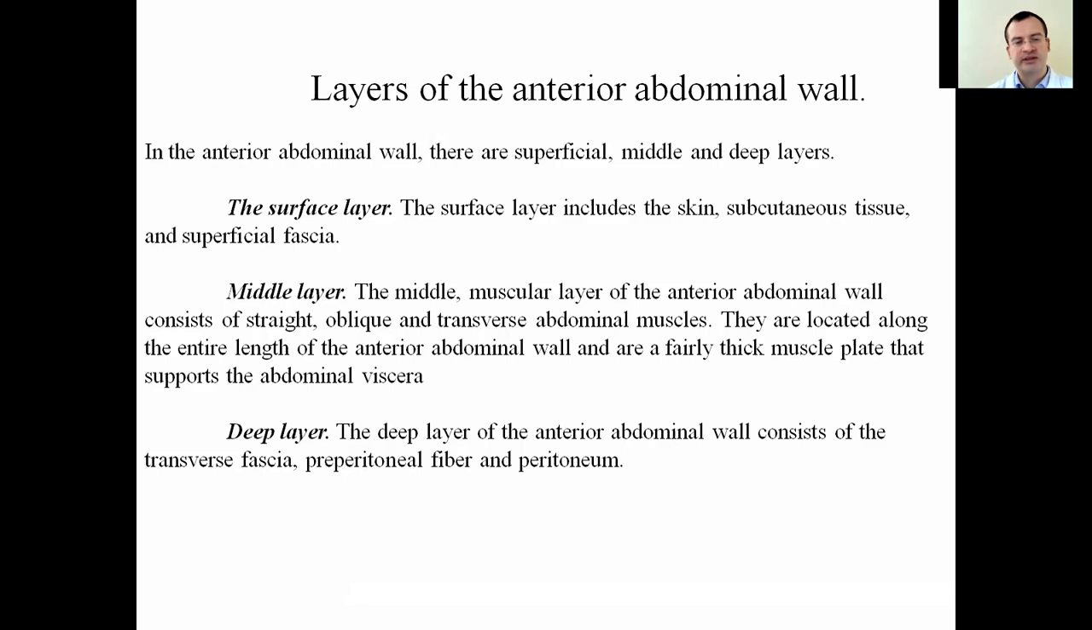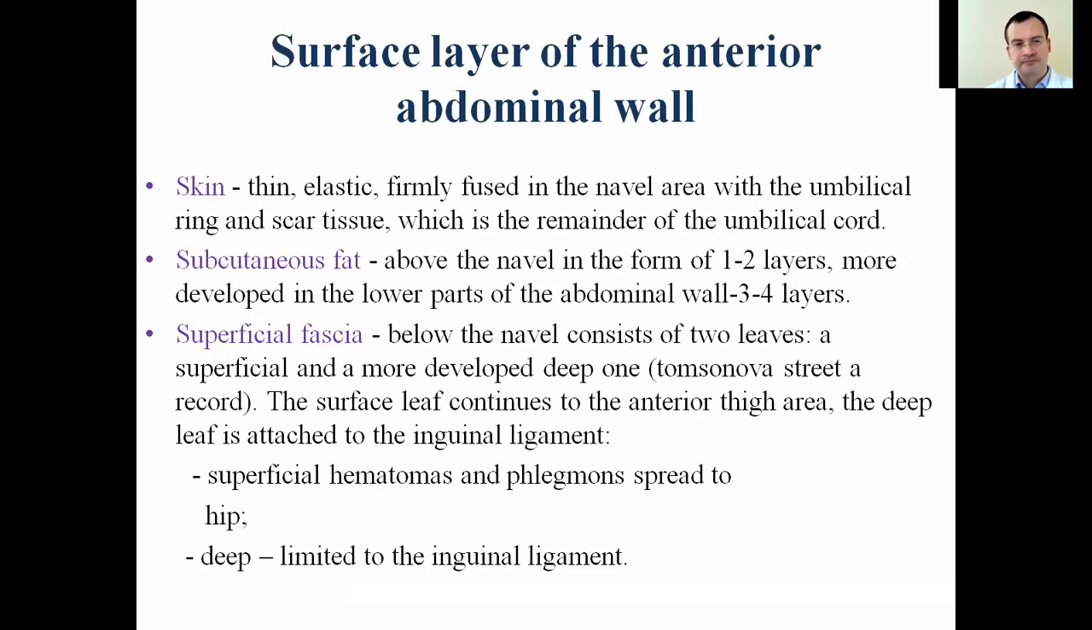preperitoneal fat, and peritoneum. The surface layers of the anterior abdominal wall: skin, thin, elastic, firmly fused in the navel area with the umbilical ring and scar tissue, which is the remnant of the umbilical cord. Subcutaneous fat around the navel is in the form of one layer, more developed on the lower parts of the abdominal wall, with three to four layers.